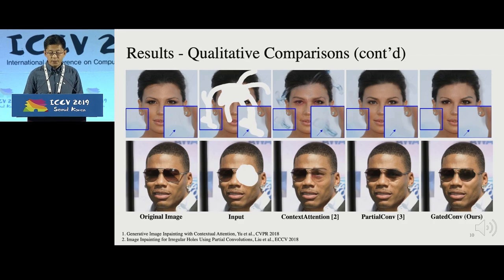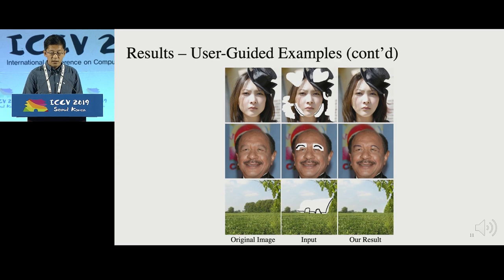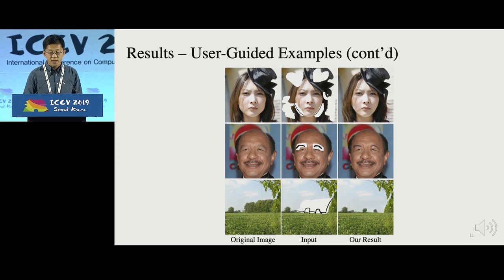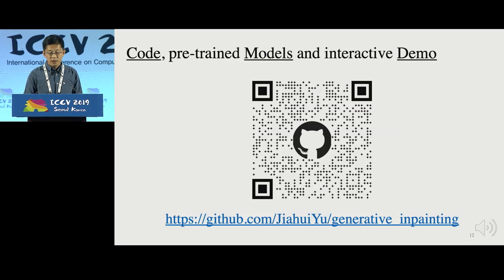So we also trained a separate model for faces, and again, we observe better results in visual quality and also in the quantitative evaluation. Here are some sample results for our third idea on the user-guided extension. As you can see, on the holes with the sketch, our results outperform existing methods. So we released our code, pre-trained models, and interactive demo all on this site.